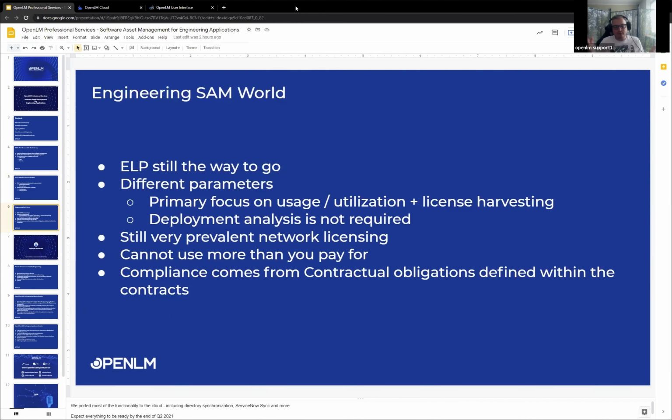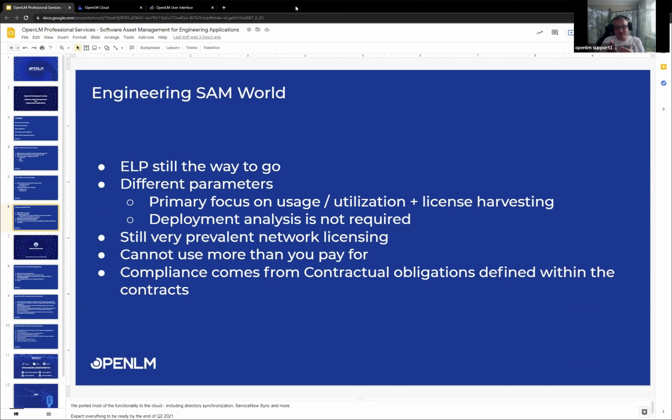But how does it work for engineering applications? What's similar and what is different? There are key things that are similar, and I think the ELP, the effective license position, is still the way to go, but you are not focusing 100% on the deployment and the entitlement. If you've been working with engineering applications, deployment is usually not something you really need to look at, because the network licensing system, which is still very prevalent when it comes to engineering applications, usually by default prevents you from using more than you have.